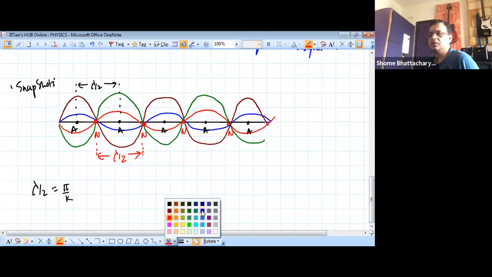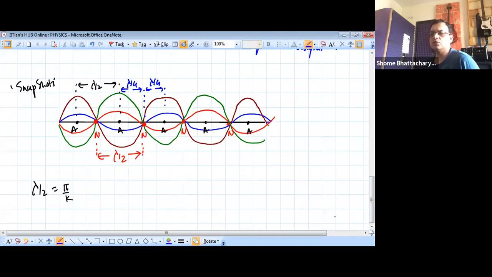Just completing this thing about the geometrical properties, seeing that this is lambda by 4: a particular node and the next consecutive antinode, or a particular antinode and the next consecutive node, are always spaced out at lambda by 4. Well, lambda by 4 is exactly half of this. So these are things that we've already seen, the spacing between the nodes and antinodes.